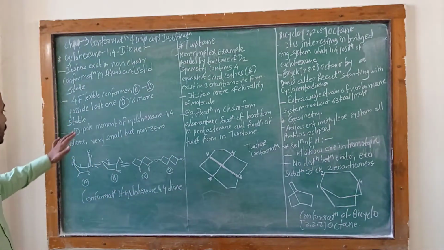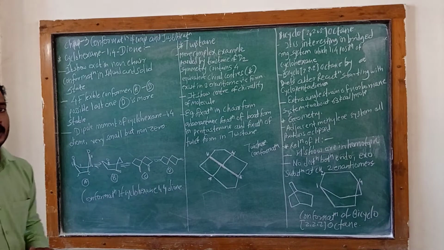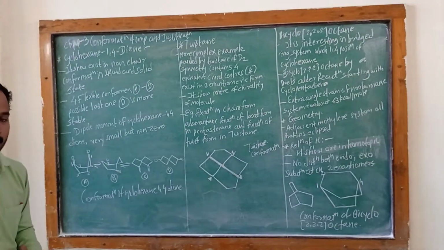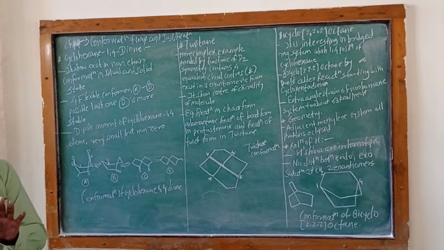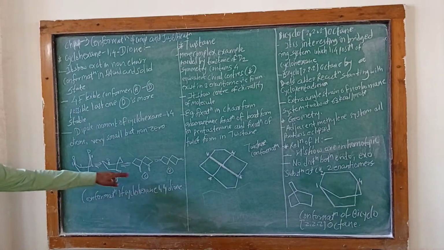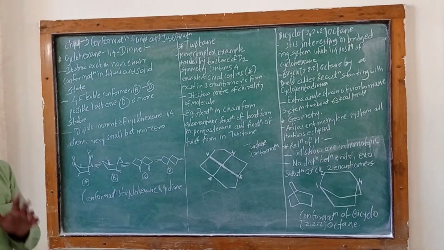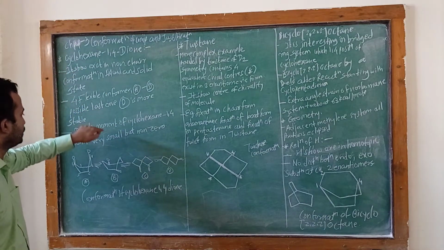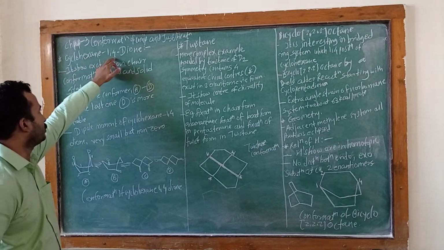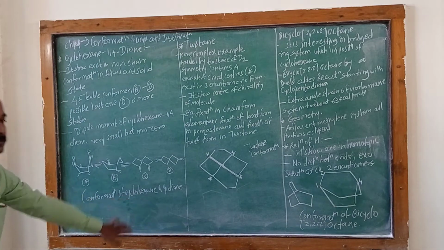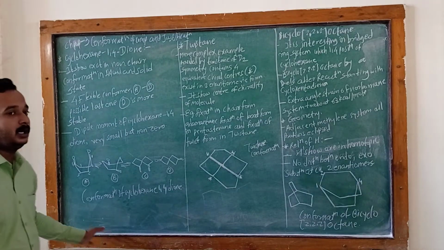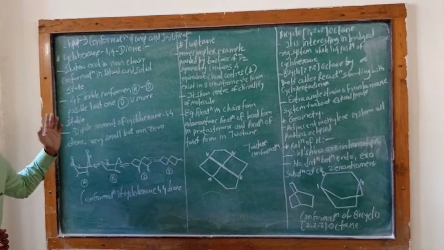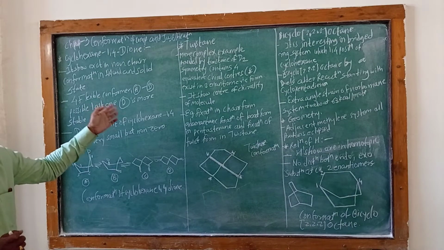Then the dipole moment of cyclohexane 1,4-dione is very small but not zero. This is the justification of these three points for cyclohexane 1,4-dione and its conformation. Therefore, a 2 to 3 mark question is asked on this conformation and the justification of the compound.